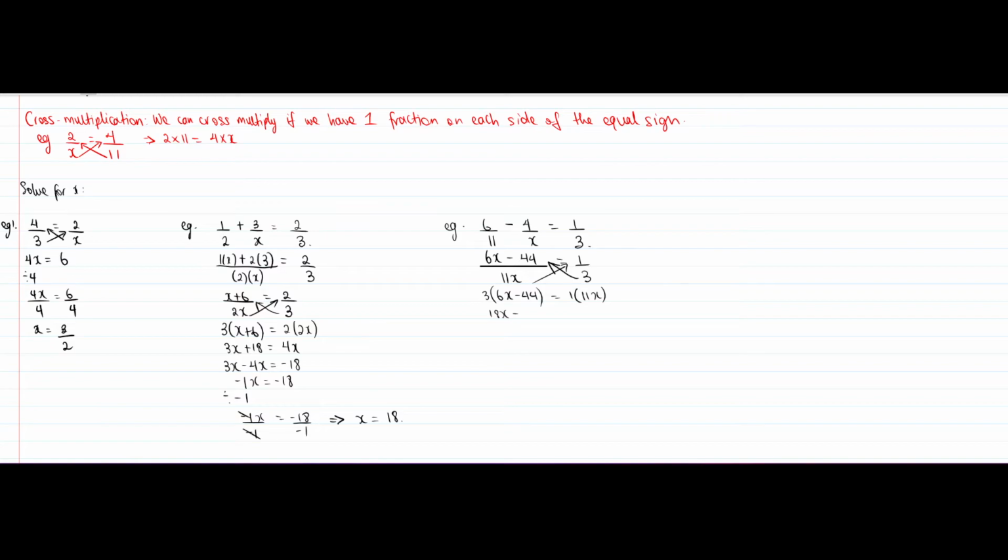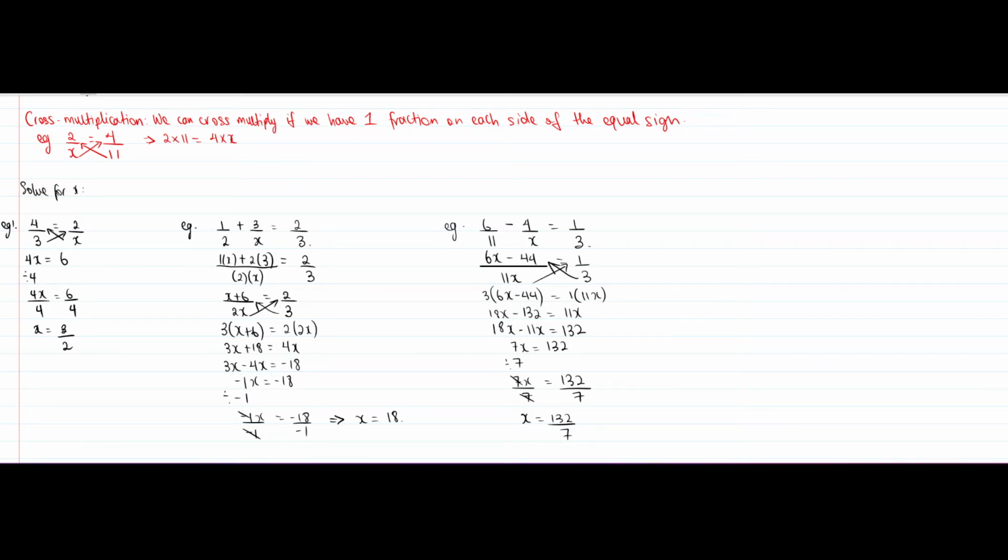Let me just get my calculator and work that out. 44 multiplied by 3 is 132. Is equal to 11x. Rearrange: 18x minus 11x is 132. 18 minus 11 is 7x is 132. I'll divide by 7. I'll get 7x over 7 is equal to 132 over 7. 7 goes here, and let's check and see if we can get a whole number for 132 divided by 7. We can't. So I will leave this as 132 over 7.